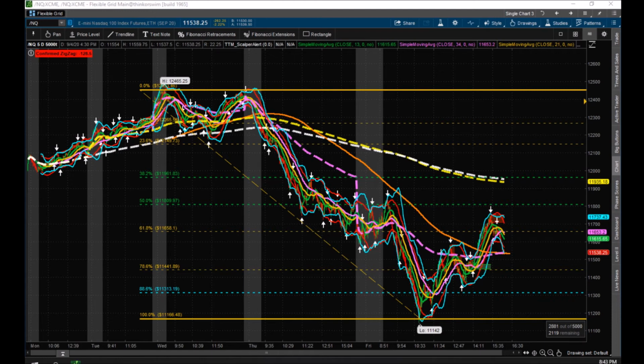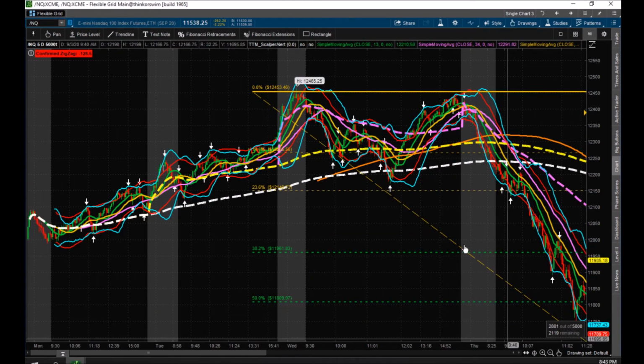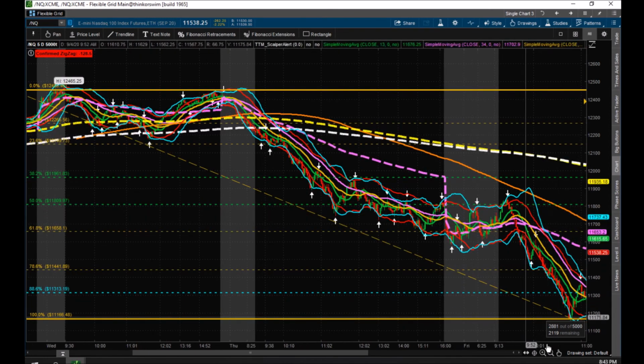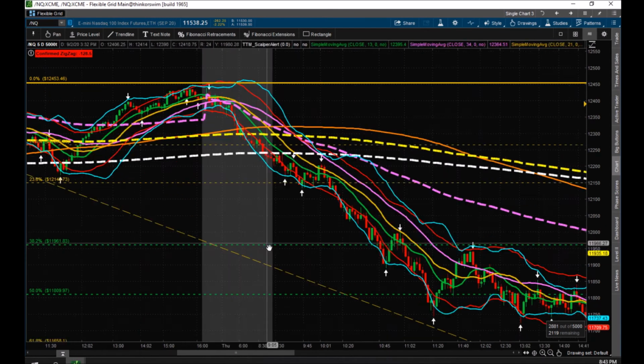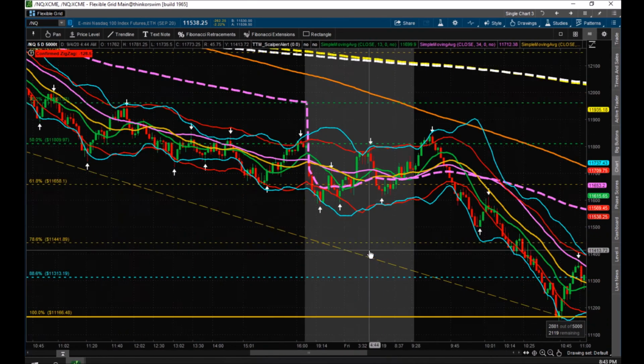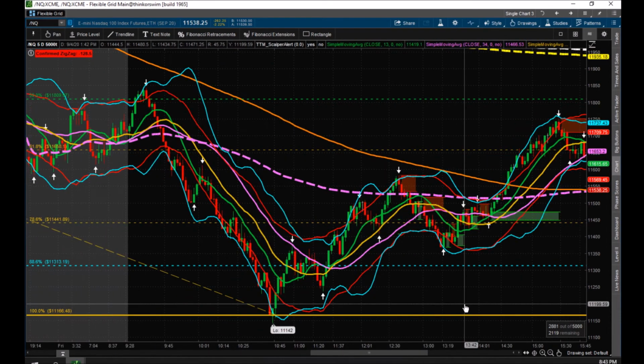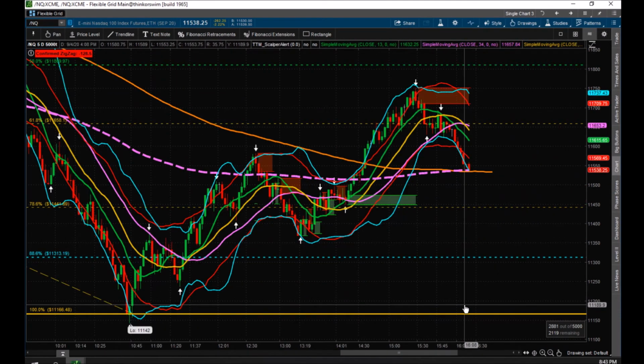Oh, look at the daily. Look at the pink VWAP just drop. The gradual drop and then it suddenly drops. This is the end of Friday, end of Thursday close. After hours.